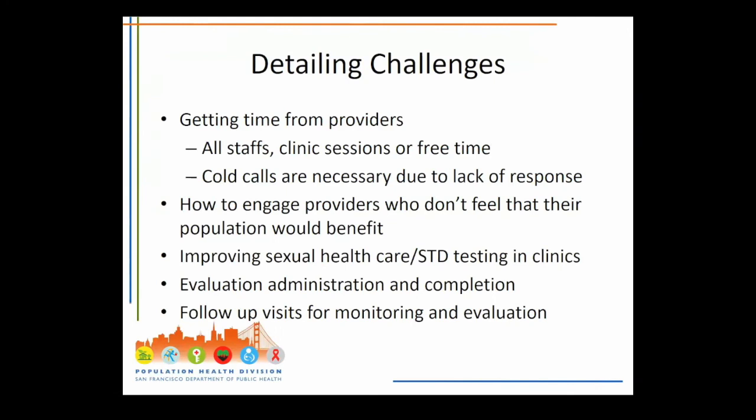So some of the challenges we found over the course of implementing this project is that it can be difficult to get time from providers. Sometimes using all staff sessions can be useful. Other times, and we've been less successful with this, is trying to get the clinic to carve out a time that a clinical provider would typically be seeing patients to actually do detailing. And sometimes we just have to do this during free time or lunchtime.